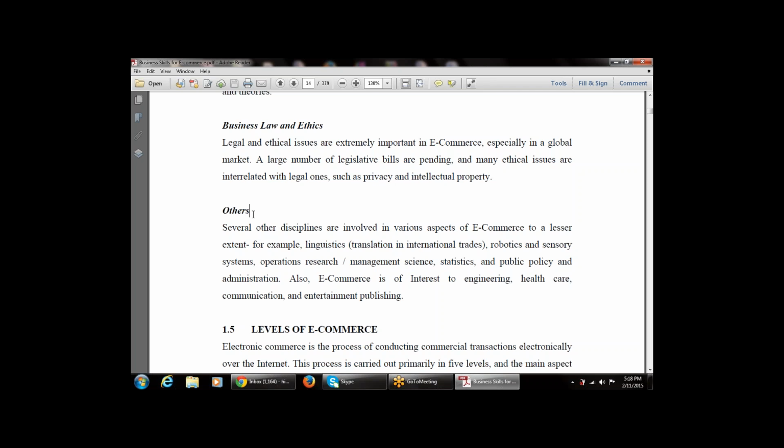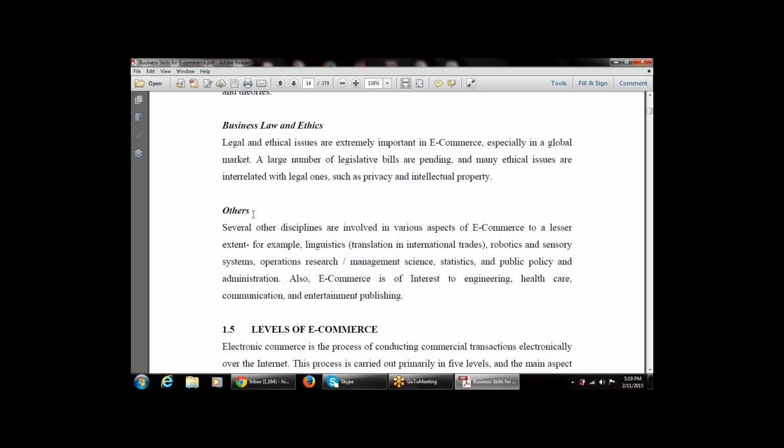There are multiple fields such as robotics, sensory, operation research, management science, statistics, public policy, and administration. Also, e-commerce is of interest to engineering, healthcare, communication, and entertainment publishing. It is of more interest for engineering purposes. Why? Because engineers mostly use e-commerce, since every engineer has some hit and try methods, and some rules and regulations.